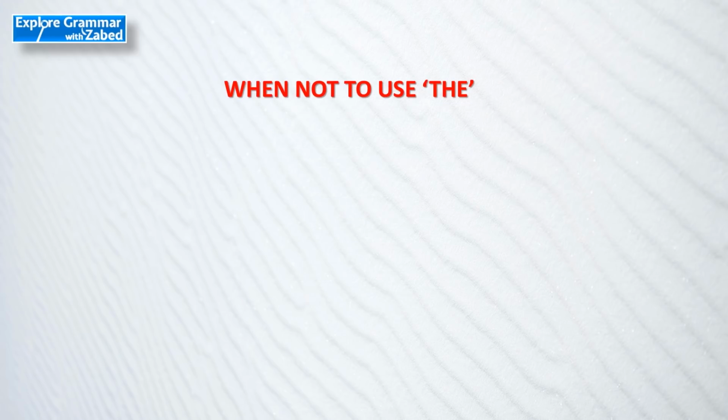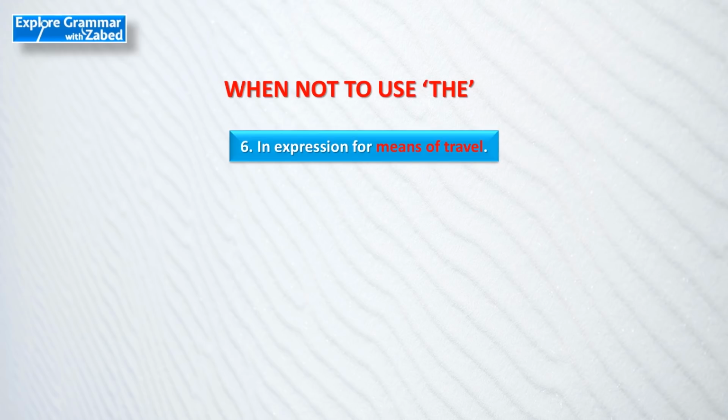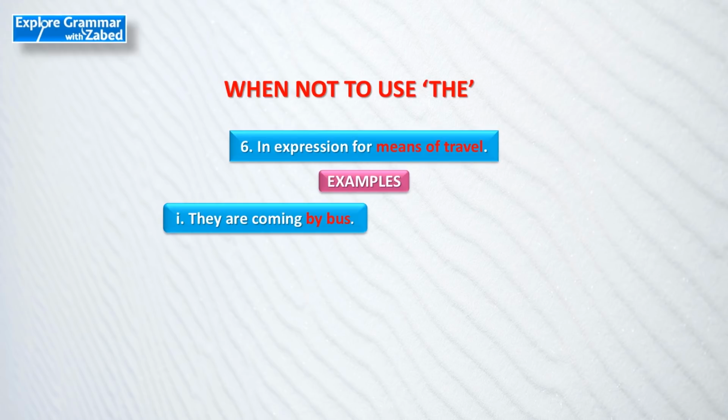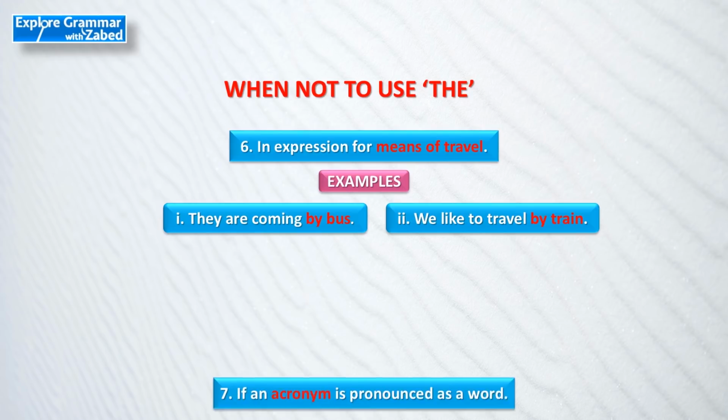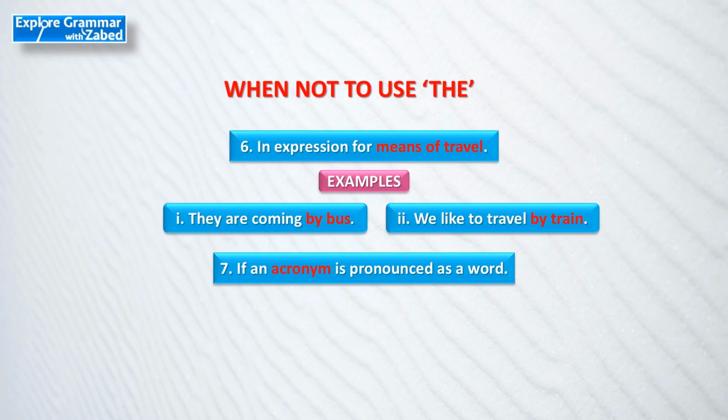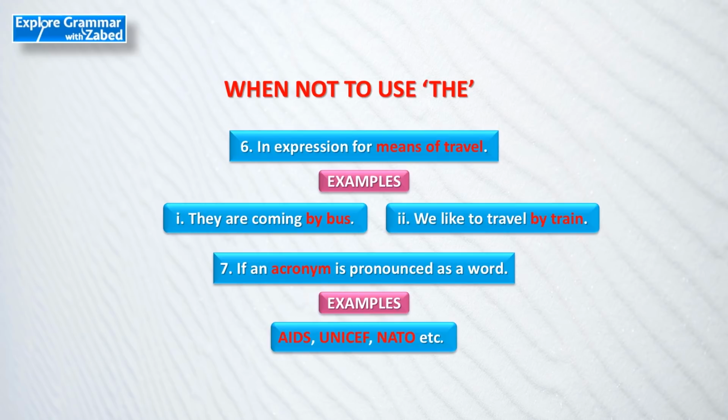We must not use article the in the expression means of travel. For example, they are coming by bus. We like to travel by train. Again, we must not use the if an acronym is pronounced as a word. For example, AIDS, UNICEF, NATO, etc.